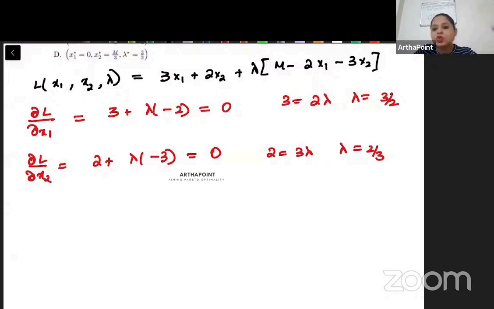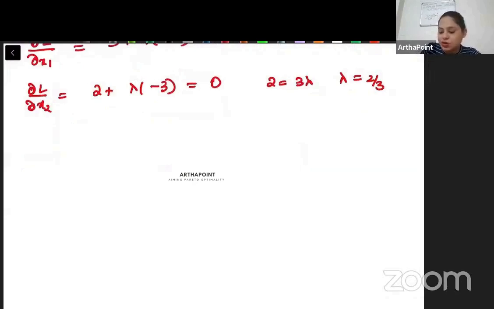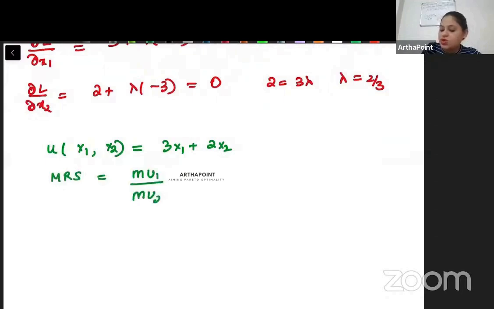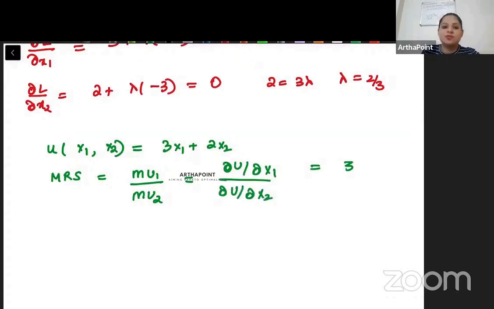I will go about it in the usual method that we have been following. So I'm given a substitute good utility function. So u of x1 comma x2 is given to me as 3x1 plus 2x2. If I go ahead and find MRS of this utility function, it will be mu1 by mu2. If I differentiate the utility function with respect to x1, I will get 3. If I differentiate with respect to x2, I will get 2, which means that my MRS will be 1.5.